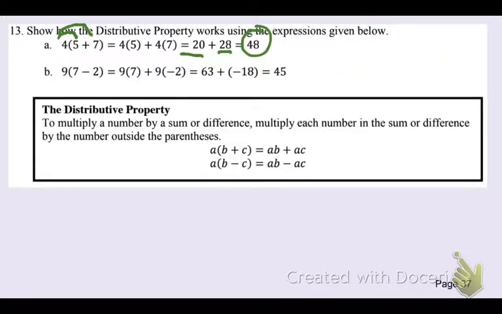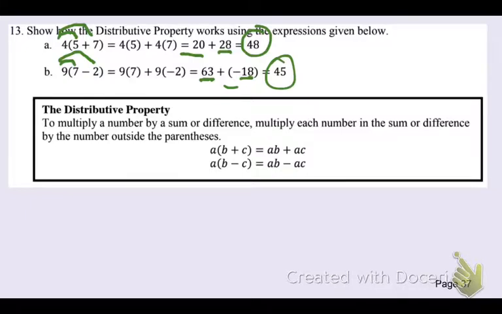All right, let's look at the next one. The only difference is now instead of addition, we're subtracting. So we're distributing this 9 to the 7 and the 9 to the 2. And that's 9 times 7 equals 63. And then we have that negative sign. So 9 times 2 equals 18. So we're subtracting between. So 63 subtract 18 gives us this 45.